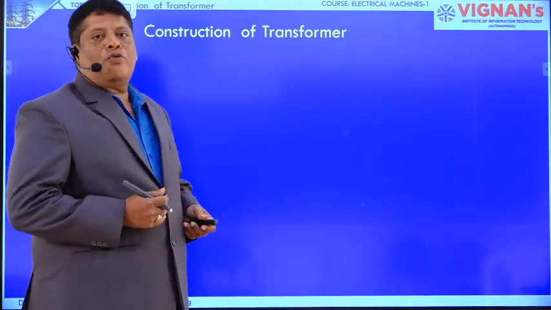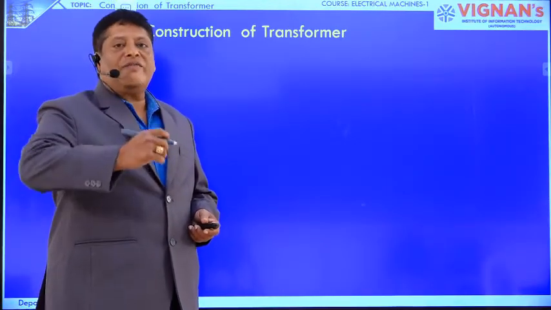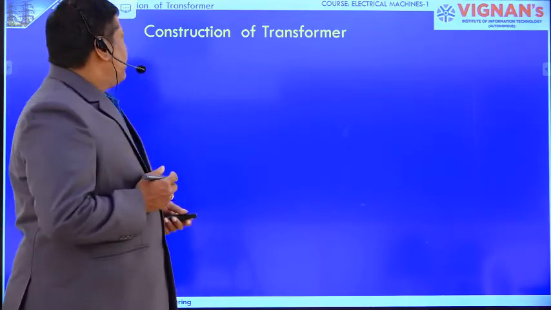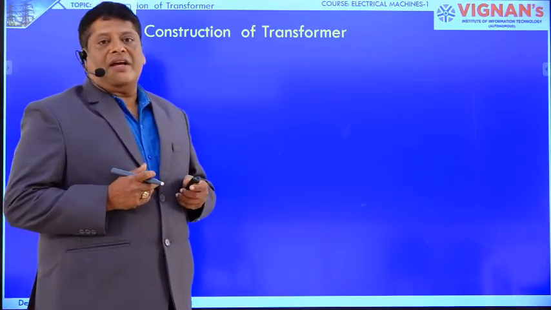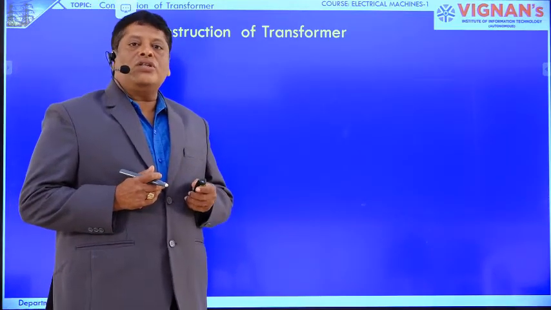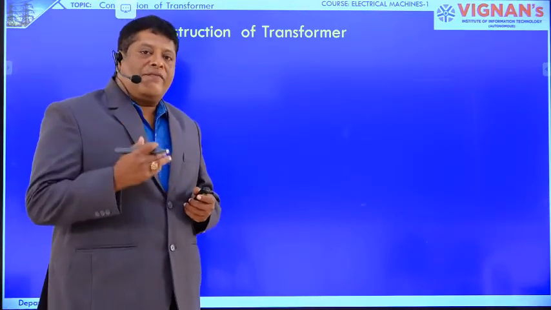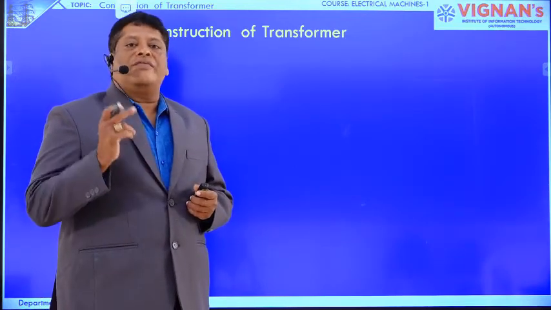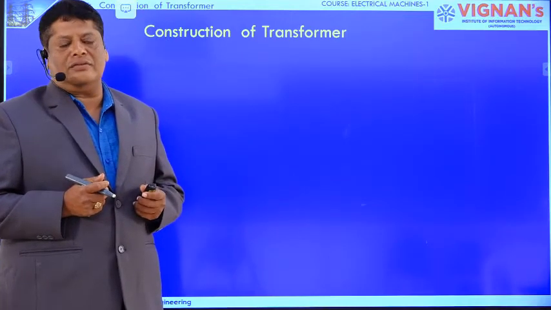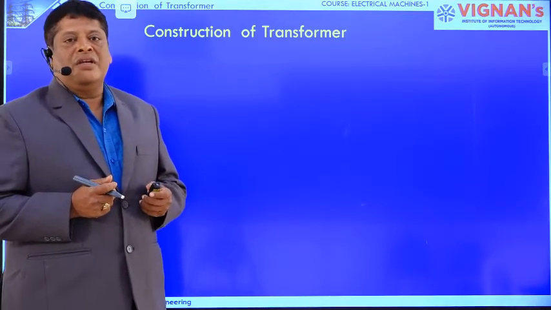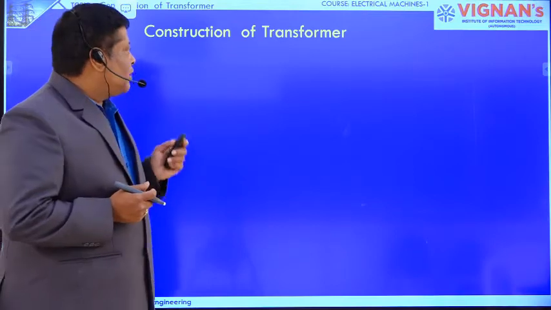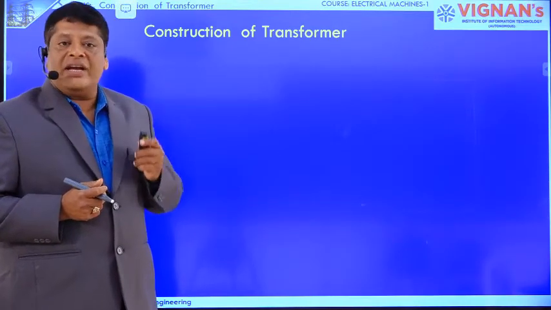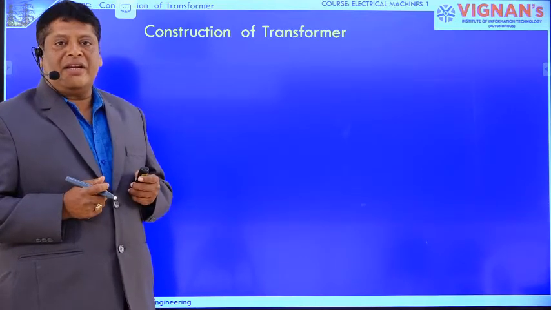First, before going to see the operation of a transformer, let me see the construction of a transformer. A transformer is a static device which transfers the electrical power from one circuit to another circuit without changing the frequency. The basic principal operation of a transformer is static electromagnetic induction.